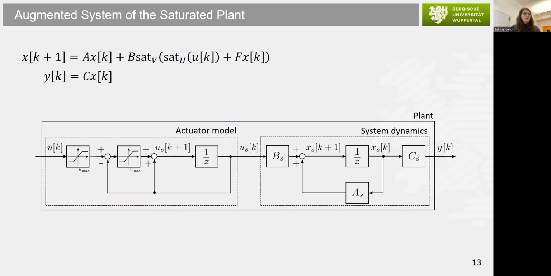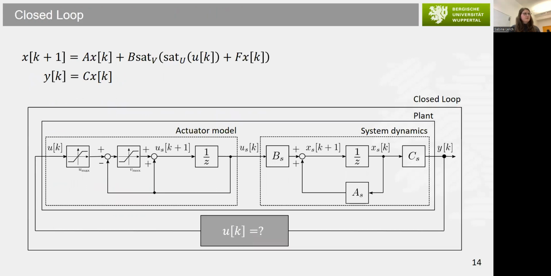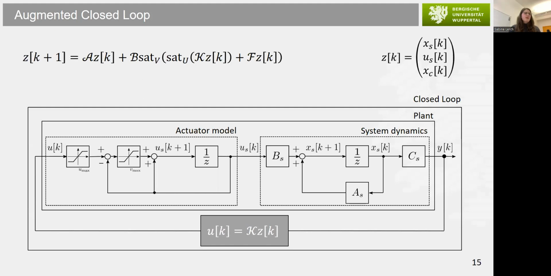So we have now this model of the plant, and we want to control it, but we don't want to specify the controller yet, because there are different controller types that are suitable to stabilize different systems. So instead, we want to find a general state space representation of the closed loop for different linear controller types. And therefore, we define the feedback as some gain K multiplied by a new state vector Z. And this consists of the state vectors XS and US, which we have already combined to X.